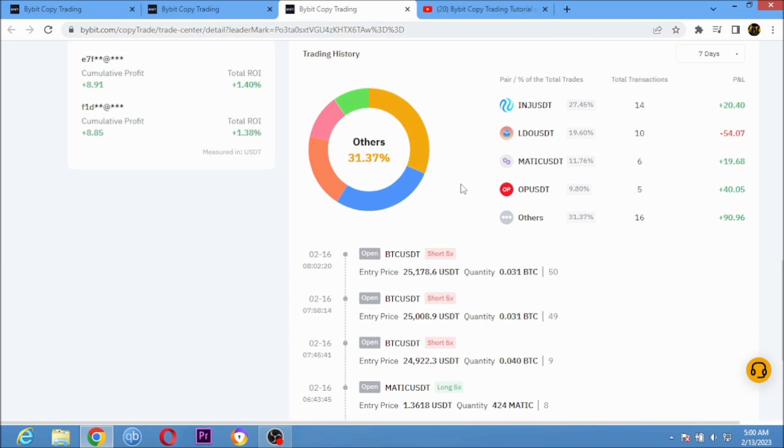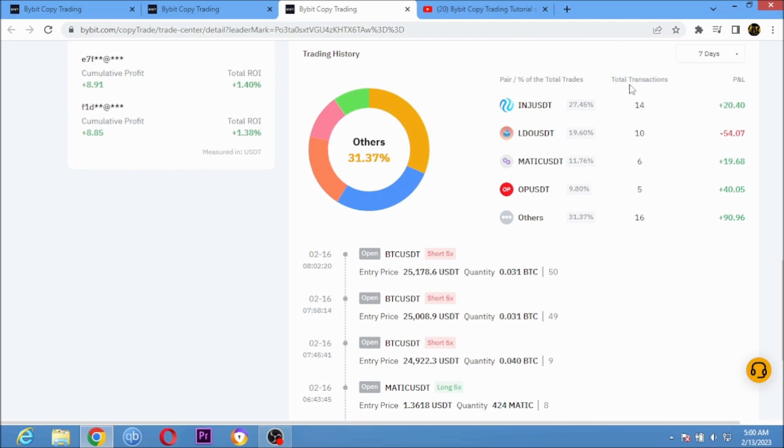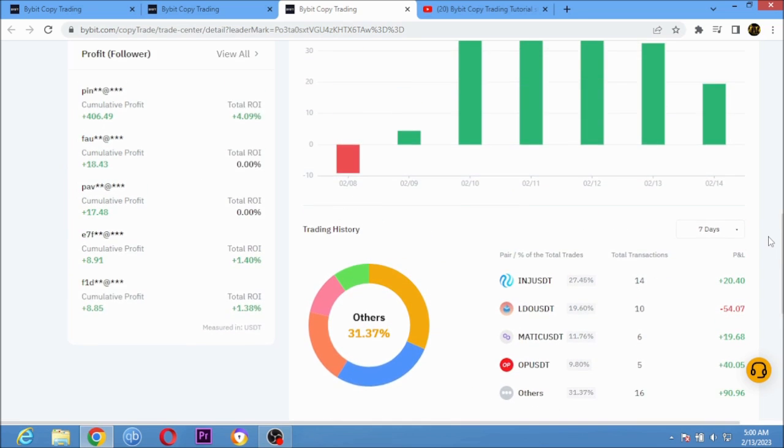So when you come here to trading history, you can see that this person has shorted this pair, BTCUSDT. The entry price is this one. As you can see in the history that he has made, you can see even the time and the date. You can see the total transactions in each of the coins that he has been trading. So of course you can see all of those.